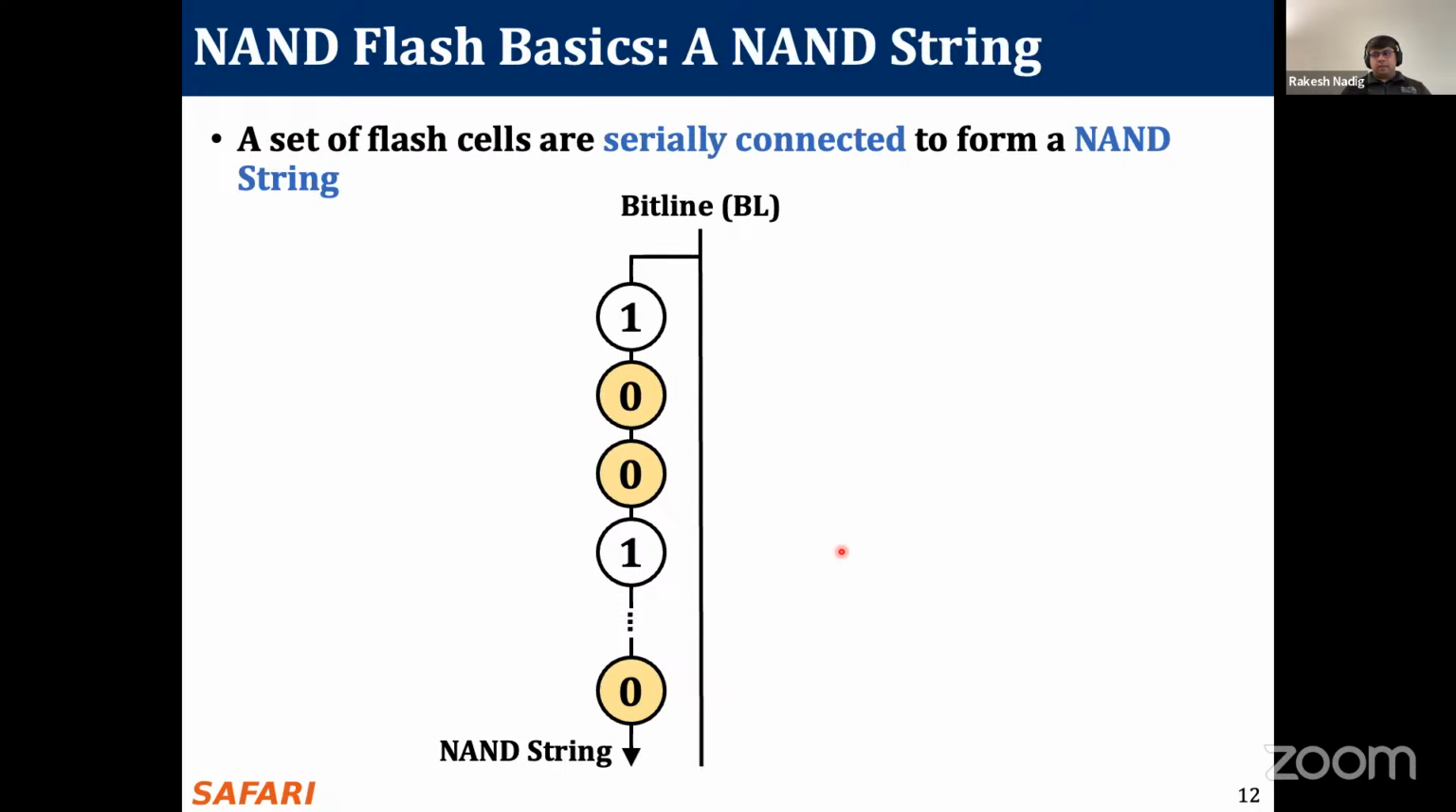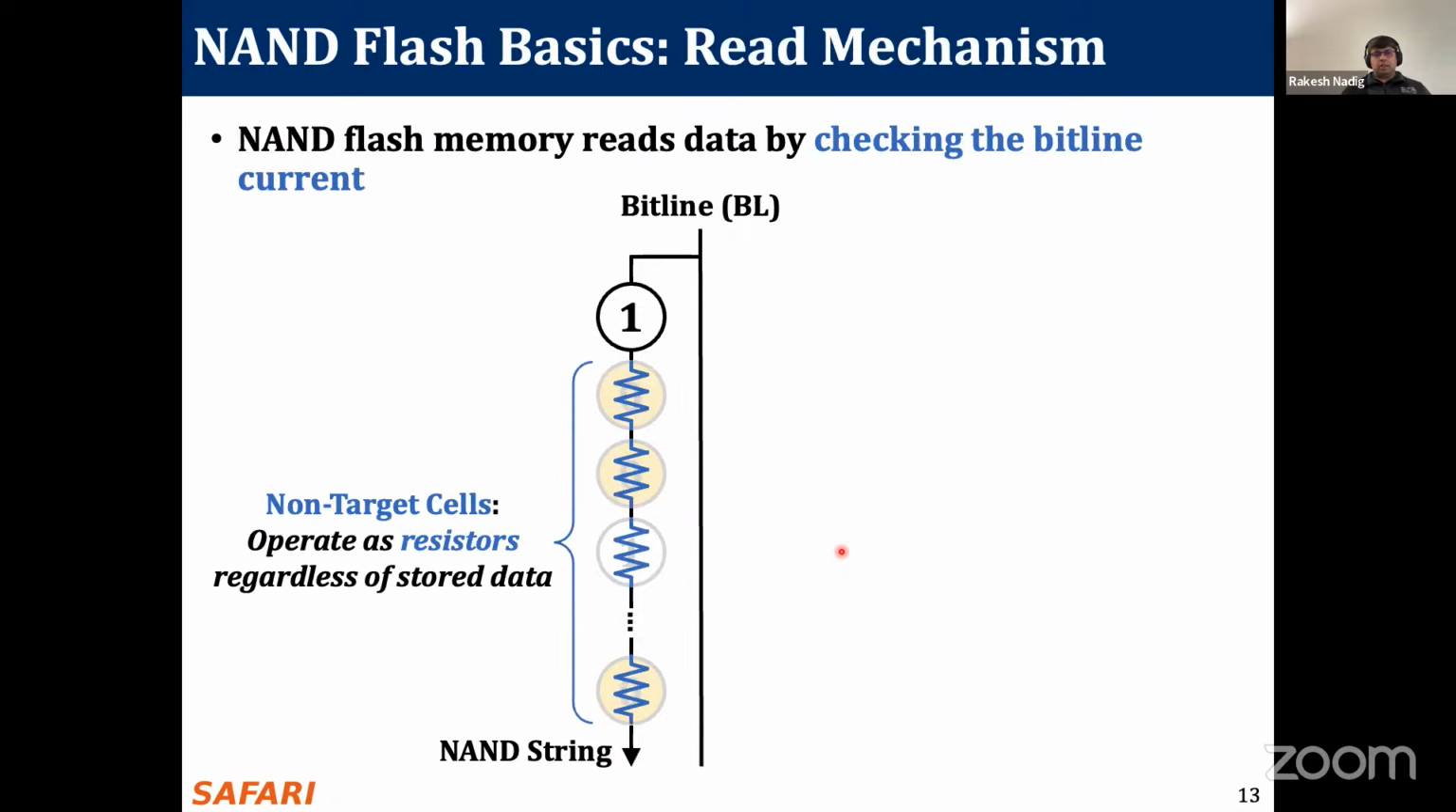Now, if we combine a bunch of flash cells and connect them in a serial manner, then it's called a NAND string. And each NAND string is connected to a bit line. During a read operation, if we want to read a particular NAND flash cell in the NAND string, then we consider the other cells in the NAND string as non-target cells. We essentially do this by sending a high read voltage to these cells, and because of that, they operate as resistors irrespective of what data is stored in these cells.